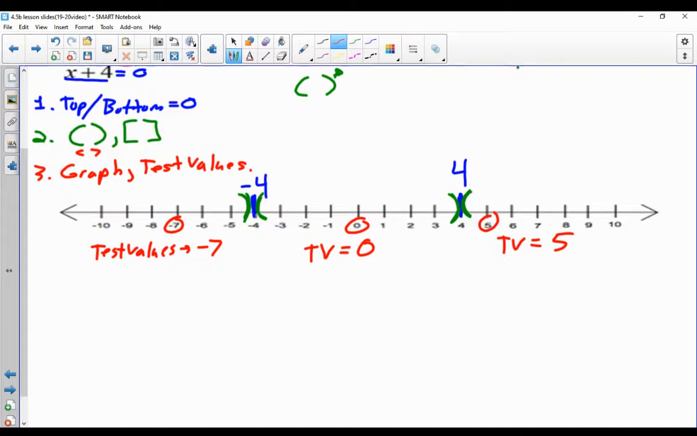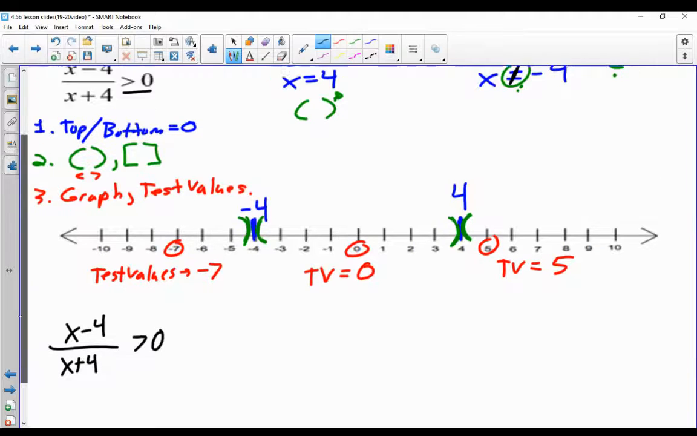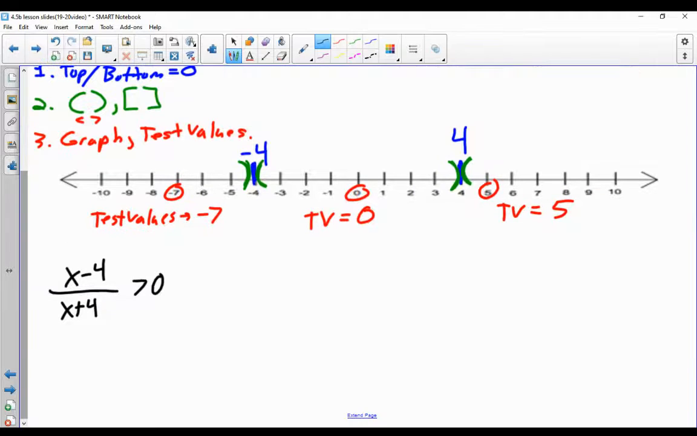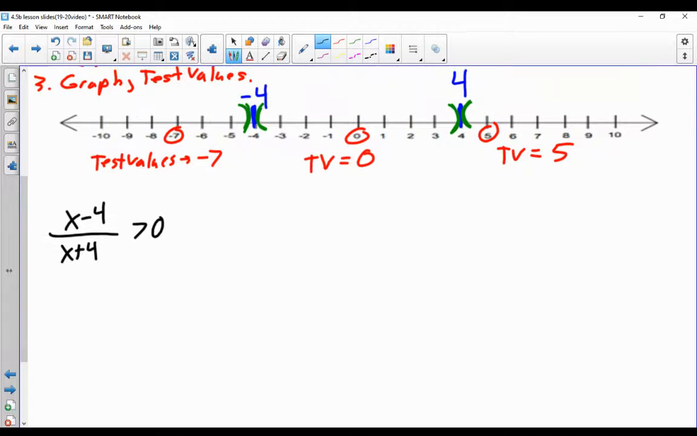So basically, I picked a number inside each of the 3 intervals. I'm going to plug each of those numbers into our inequality and see what happens. And let's just look at what our inequality is. We have (x - 4)/(x + 4), and that's going to be greater than 0. All right. So now we'll take that equation and we'll plug in our test values from each interval.